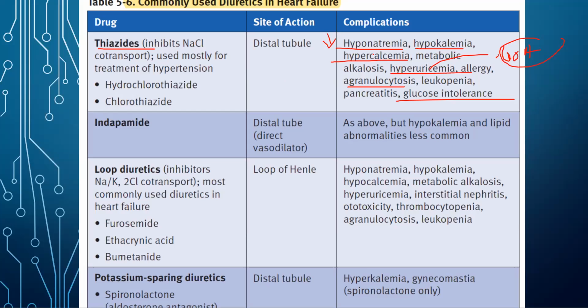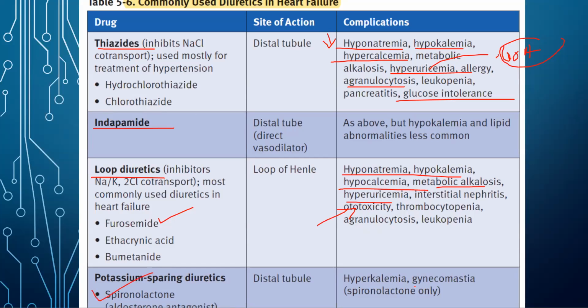But these electrolyte abnormalities are very important. Indapamide is the same as thiazide, but hyponatremia, hypokalemia are less common than with thiazide. Then come to the loop diuretics, which is your furosemide, commonly used in heart failure patients. It also causes every type of electrolyte abnormality: hyponatremia, hypokalemia, hypocalcemia. It also causes metabolic alkalosis, hyperuricemia. It has a specific side effect that it causes ototoxicity. Okay, that means it can cause toxicity in the ear and the patient can have hearing loss.